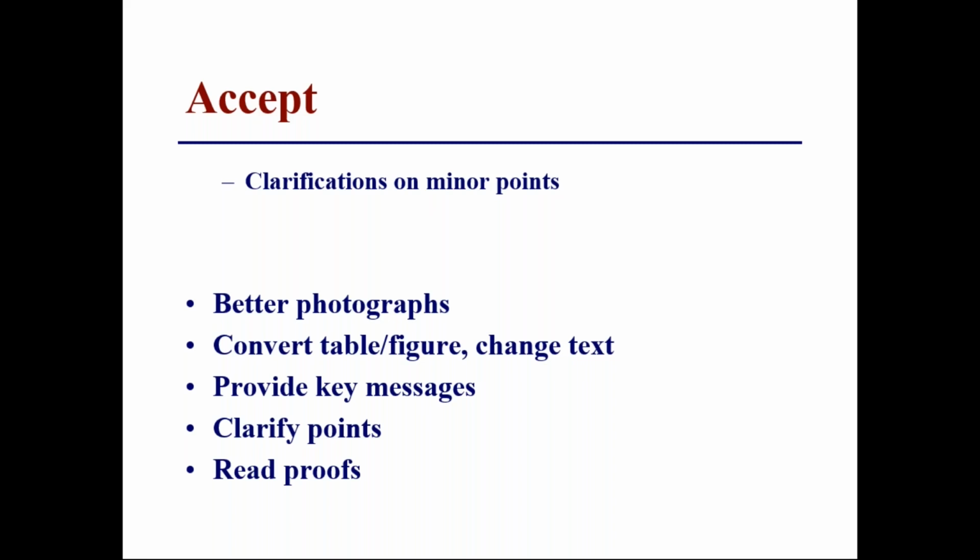They could still end up with clarifications on minor points. They might want you to improve the photographs that you submitted. They might want to convert the way that you presented some of the information into a different format, a table into a figure, a figure into a table, change some material in the text, add a few extra lines in the discussion. Some journals want you to provide key messages because they put these in different parts of the journal as boxed items. Other journals would use a key message in the contents and put in a two-liner there as to what is there in that particular paper.